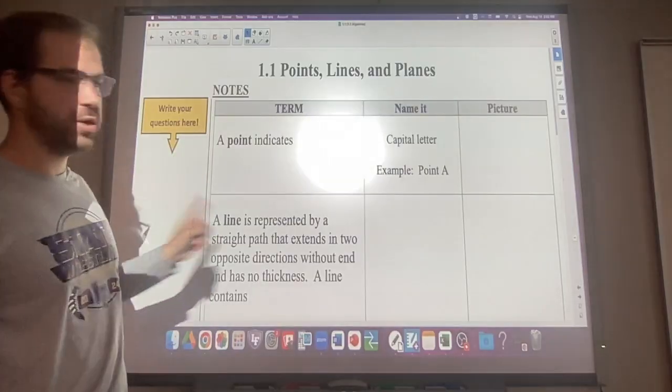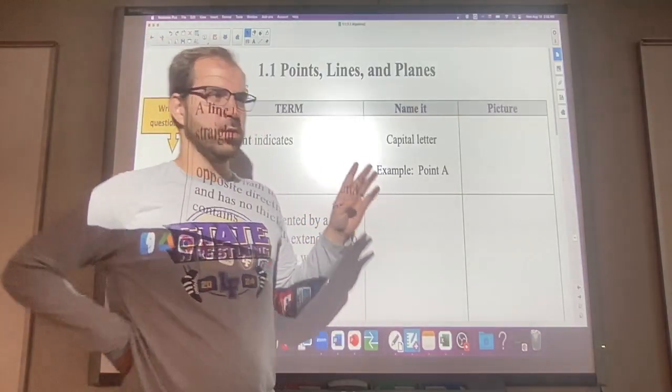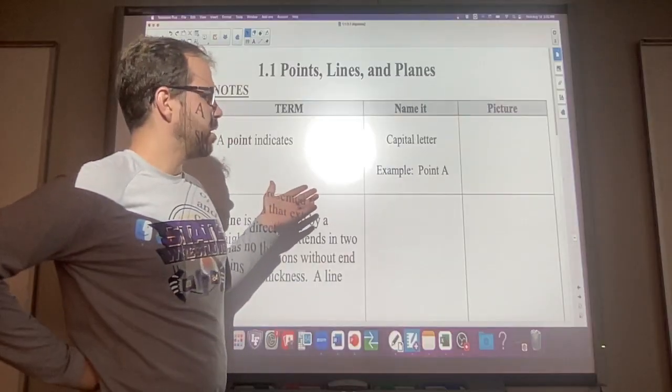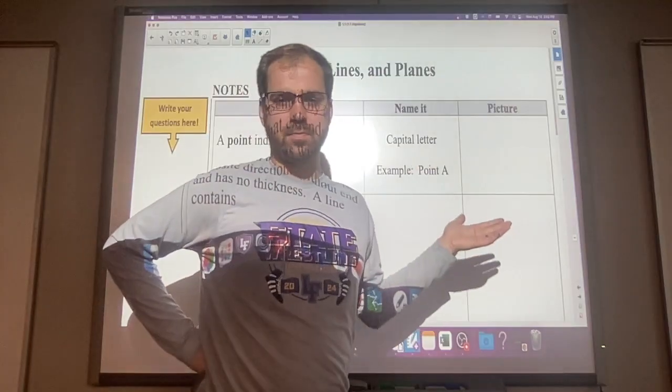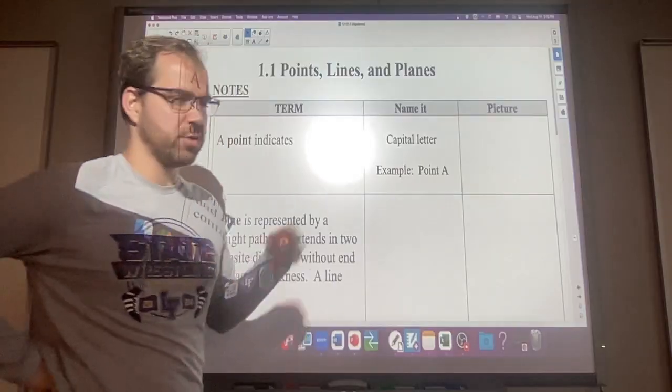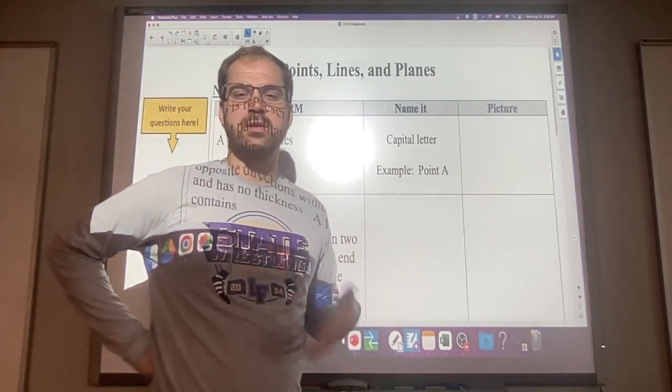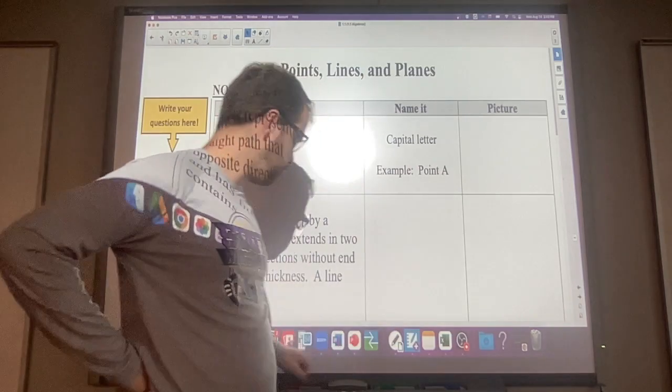Okay, so you should have this. It's a handout. Sometimes, not all the time, I'll give you a handout where you can just fill it in as we go. And it's kind of nice because you can just put it in your folder, keep it for your notes, and you look back on it for assignments, study for tests, stuff like that.